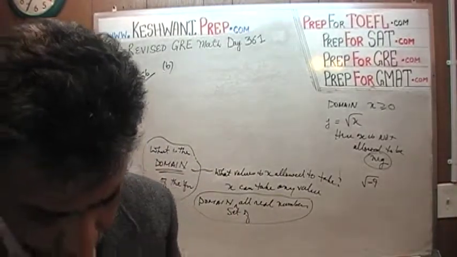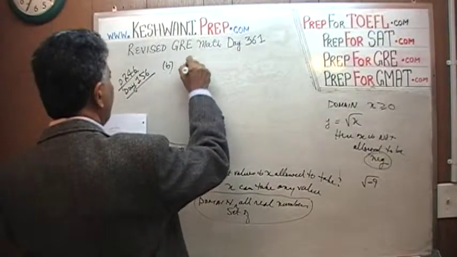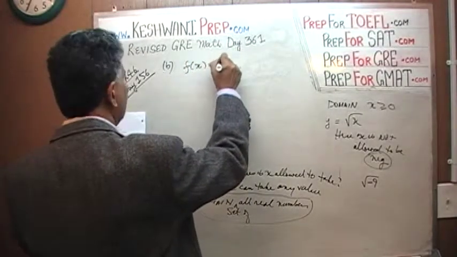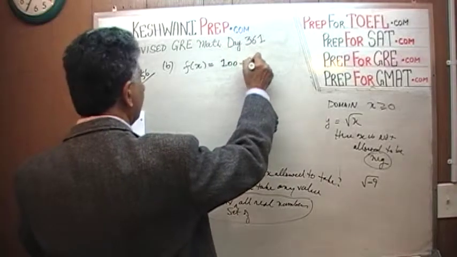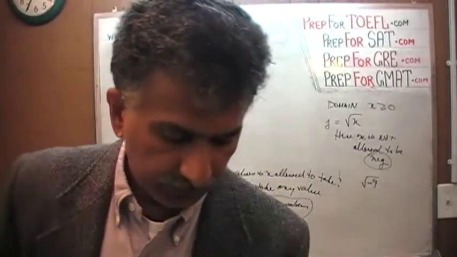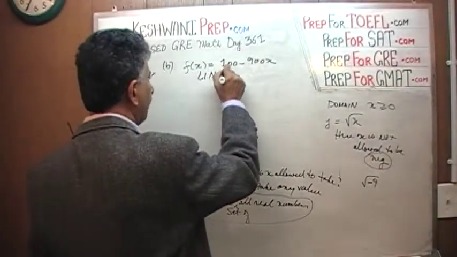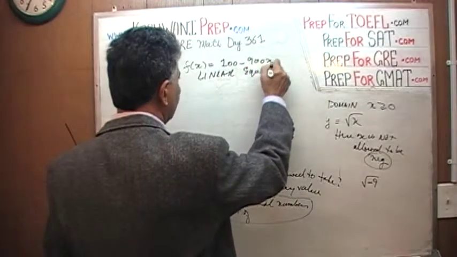In part B, we have a function that looks like this. We are told that f of x equals 100 minus 900x. Again, as we can tell by looking at it, it's a linear equation. What does it tell us?